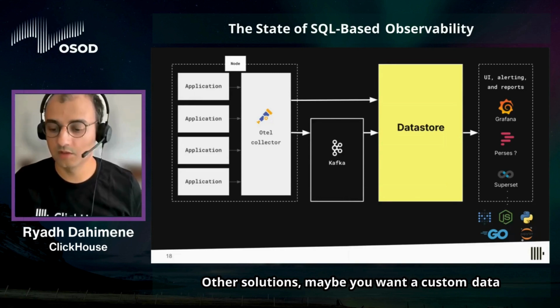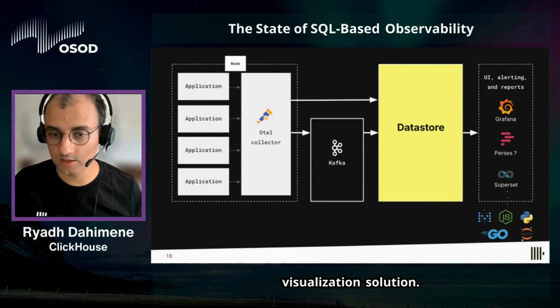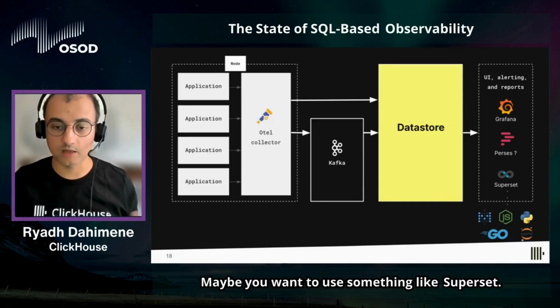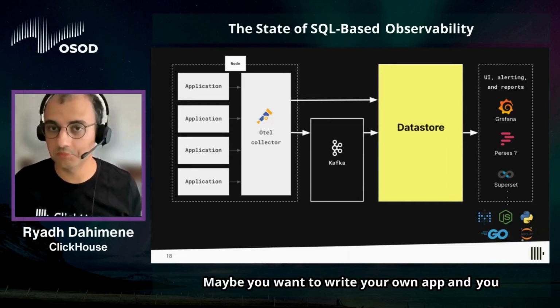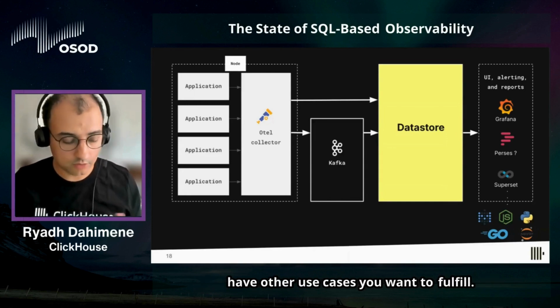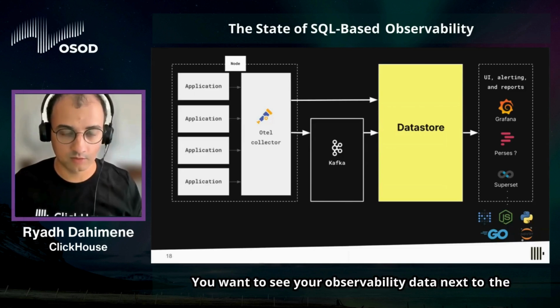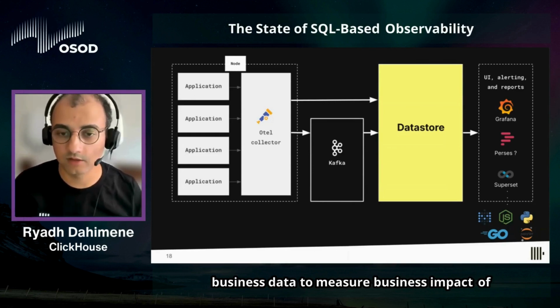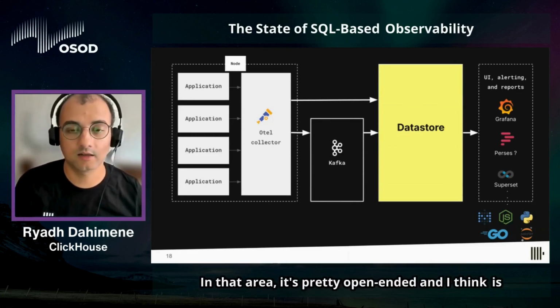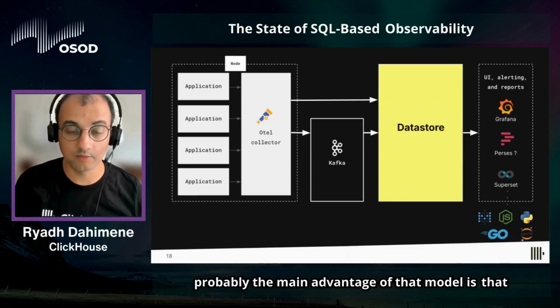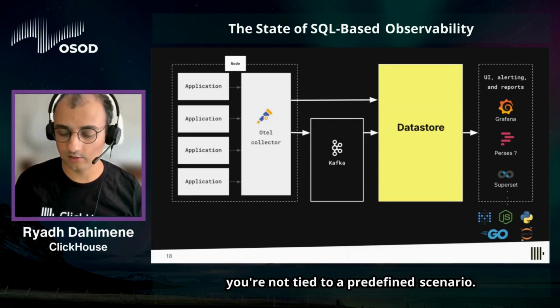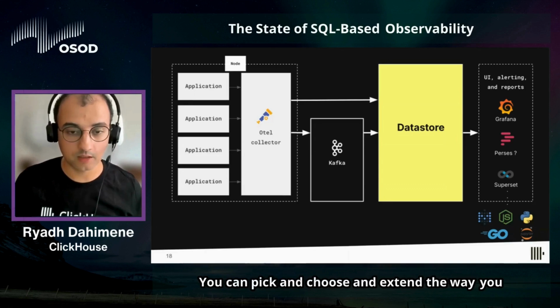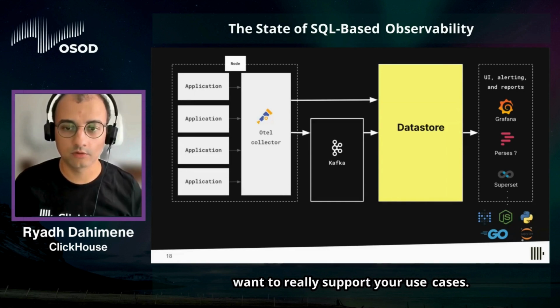Other solutions, maybe you want a custom data visualization solution. Maybe you want to use something like Superset. Maybe you want to write your own app and you have other use cases you want to fulfill. You want to see your observability data next to the business data to measure business impact of downtimes, things like that. In that area, it's pretty open-ended, and that I think is probably the main advantage of that model: you're not tied to a predefined scenario. You can pick and choose and extend the way you want to really support your use cases.